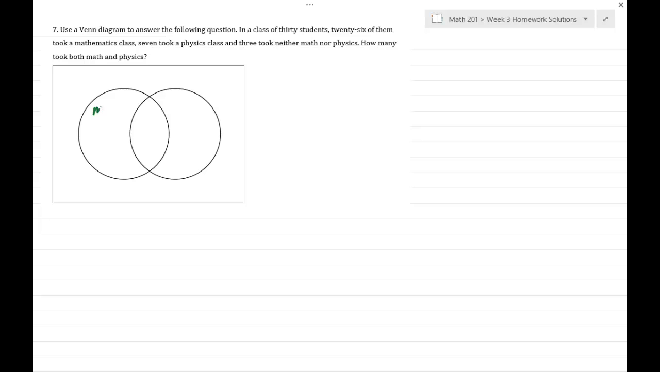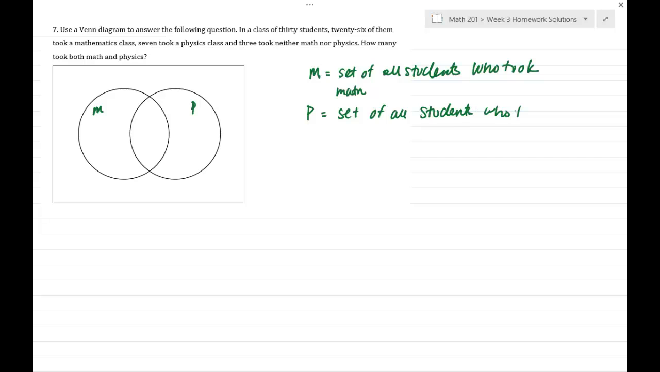So let me write M is the students who took math, P is the students who took physics. So M means the set of all students who took math. And P is the set of all students who took physics. Okay. Now, and our universal set, right? Universal set is just the set of all students in a class.